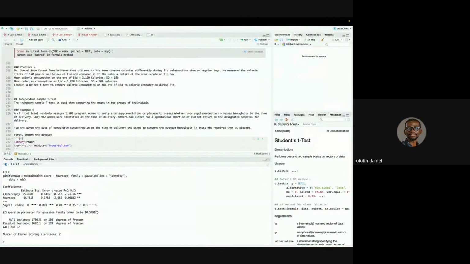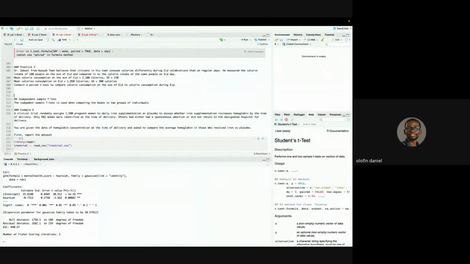Thank you very much. So last week we talked about one sample t-test. We talked about paired t-test. So we are going to continue by talking about independent sample t-test.